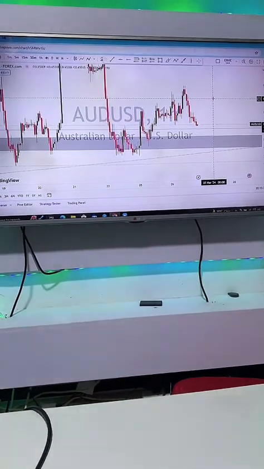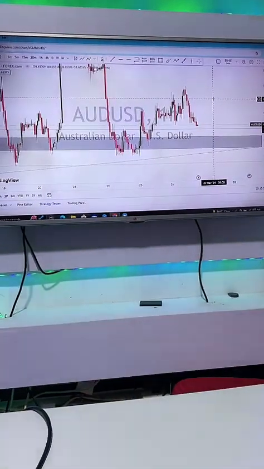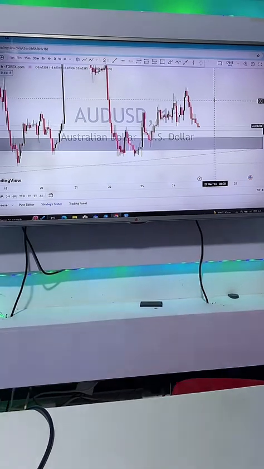Can I use this your analysis in Binance futures? I have not traded Binance futures, but I'm sure you can. I don't know, but maybe.